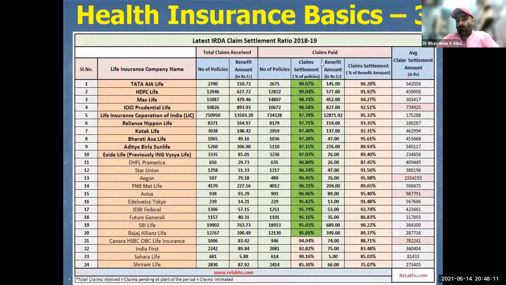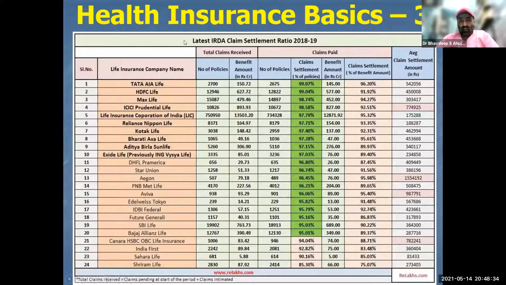The claim settlement of policies is not important. Of course, that is also important, but then all are in the 90s. So claim settlement percentage of the benefit amount is more important. So this is the CSR, claim settlement ratio, which is as per the latest IRDAI data. So this is available for various companies.